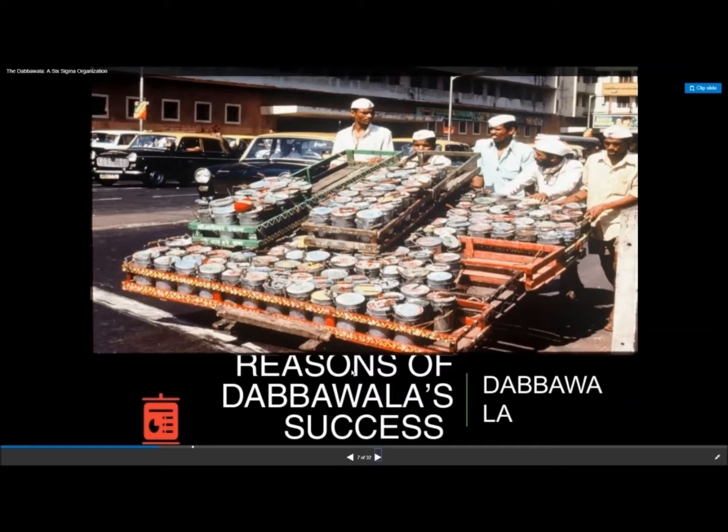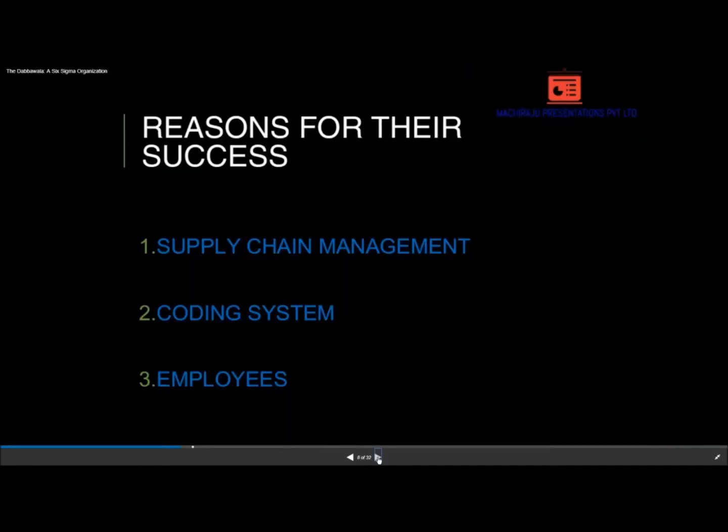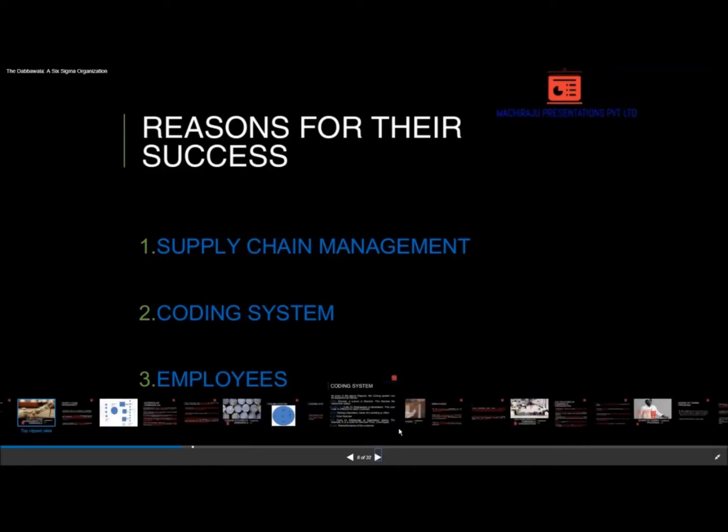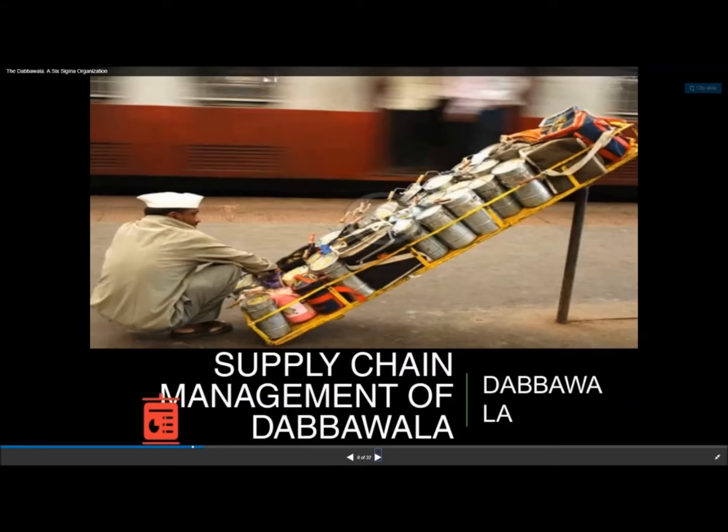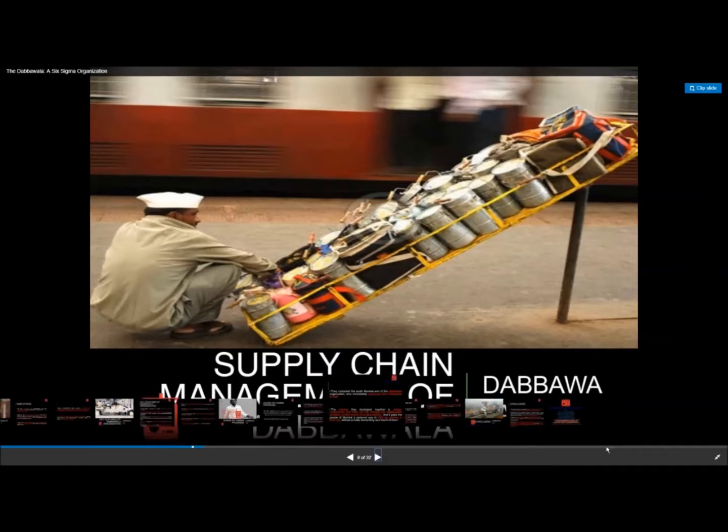So now we'll talk about the reasons for the success. Each of these boxes contains a lunch. This is in Mumbai, and it needs to go to a particular place. The reasons for their success, and so now this goes into supply chain management. So this is a logistics system, right? Coding system, employees. So here's a guy, here's a railway train, he's sitting on it and he's got all these boxes, and we'll see how that works.